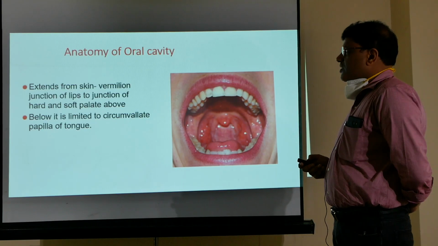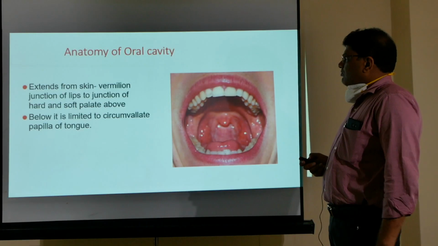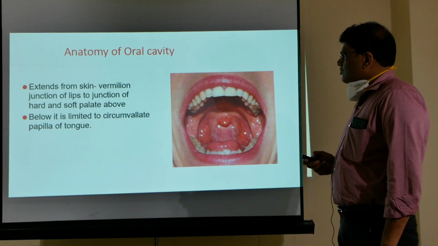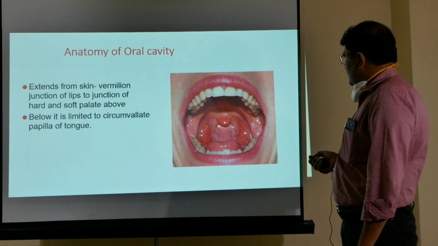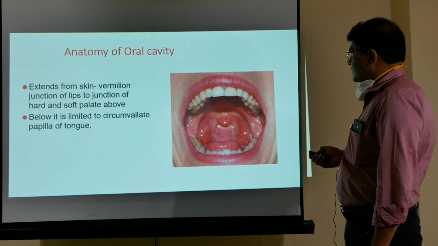Now first is anatomy of oral cavity. It extends from skin mucosal junction of lips to junction of hard and soft palate above. Below it is limited to circumvallate papillae of tongue, as you see here. So this is all the oral cavity.